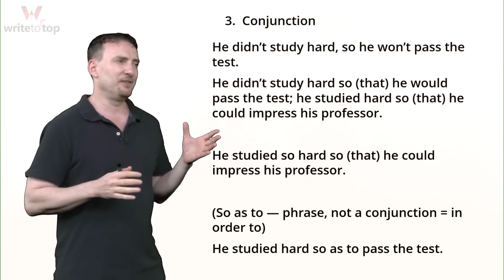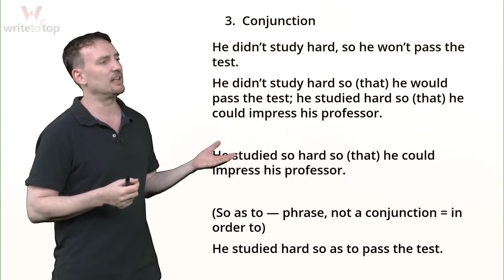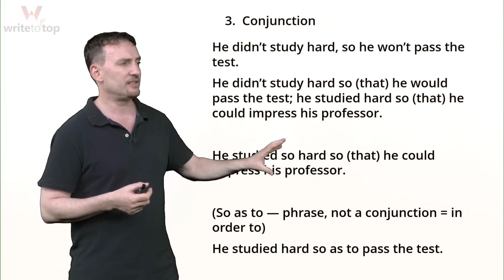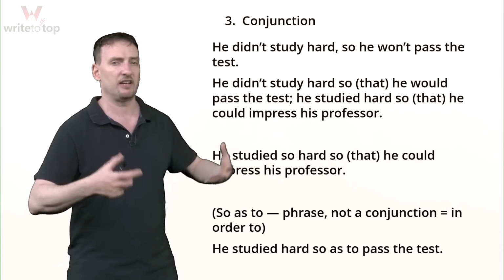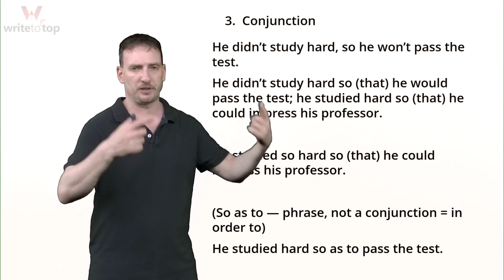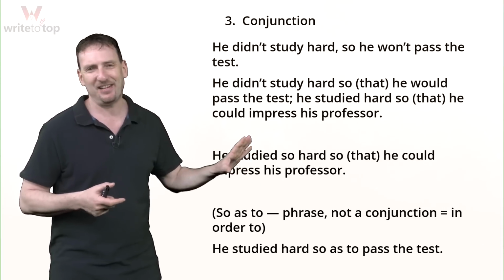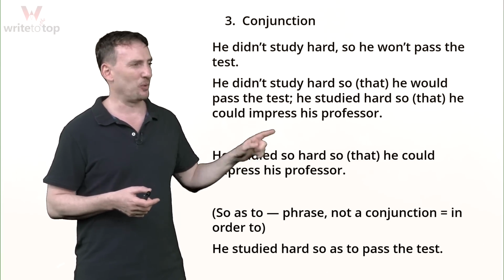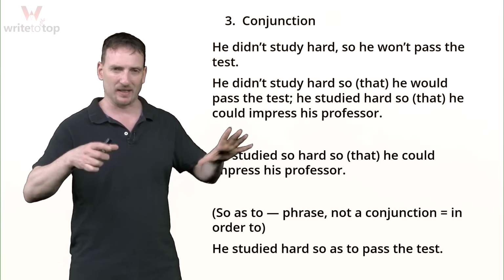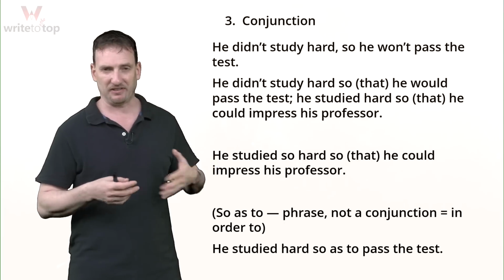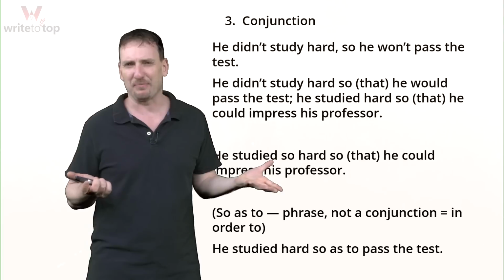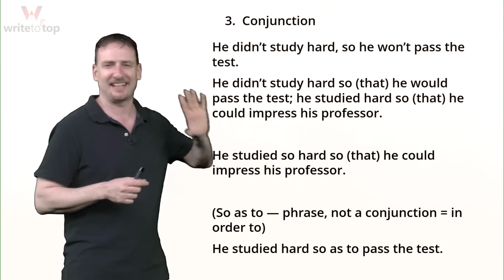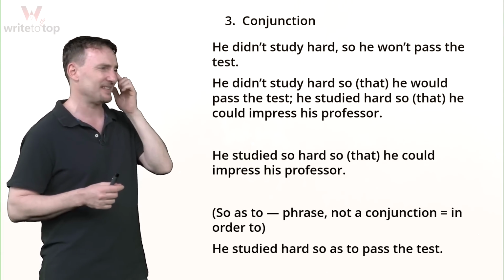Now, there's another way you can write this sentence. He studied so hard so he could impress his professor. This "so," the first one, means "very," like a lot. This one, purpose. Technically, this sentence is correct. Don't write this sentence. Don't use both uses of "so" in one sentence. It's confusing to the reader. It's just not a pretty sentence. Don't do it like this.